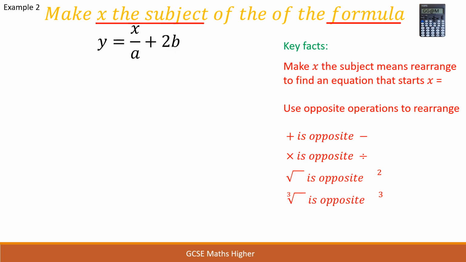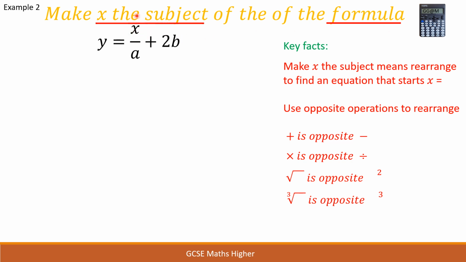Example 2 is very similar to the last example you've seen, but we've now got a fraction in the first part of it, and then we've got the plus on the end rather than a subtract. So we're going to do exactly the same again. We're going to make x the subject of the formula this time. So we've got to rearrange this one to get x equals.